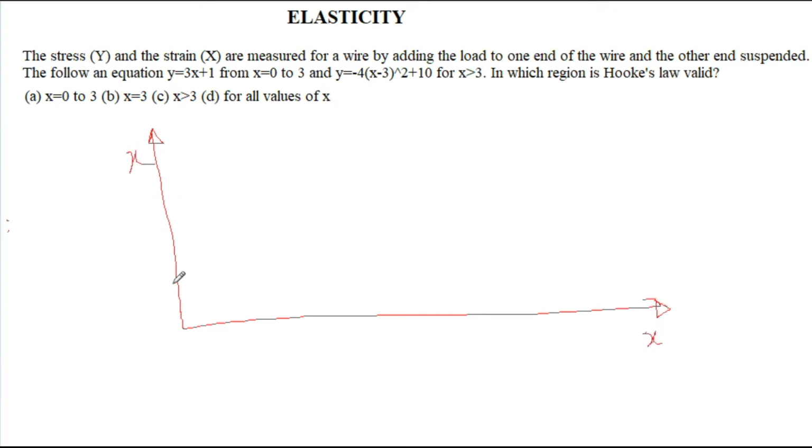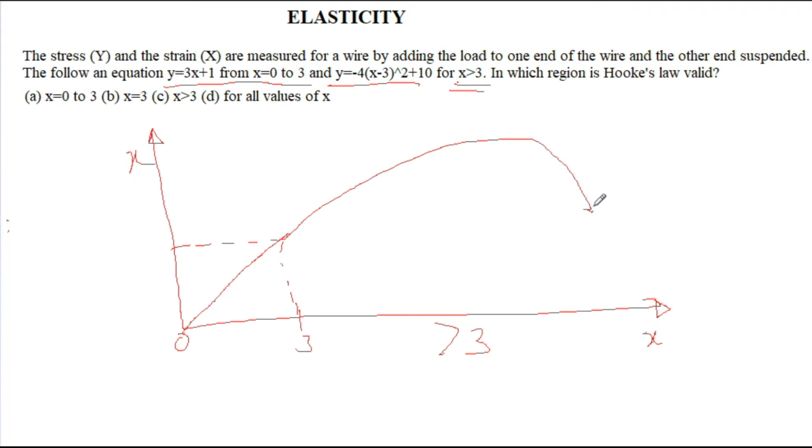The relationship between the stress and the strain from point 0 to point 3 is given as a linear equation: y equals 3x plus 1, for x from 0 to 3. So we represent it by a straight line. The other one, in the region x greater than 3, is a quadratic equation, so we represent it by a curve. Now the question says, in which region is Hooke's law valid?